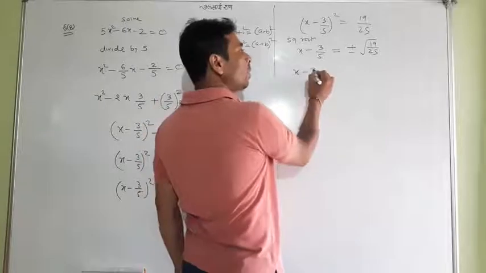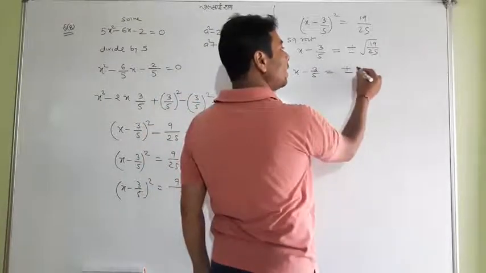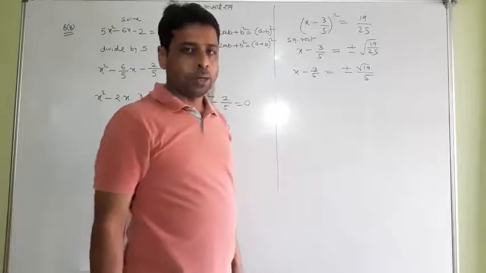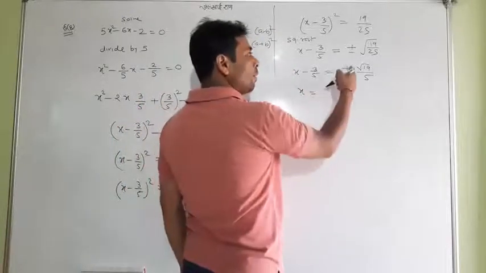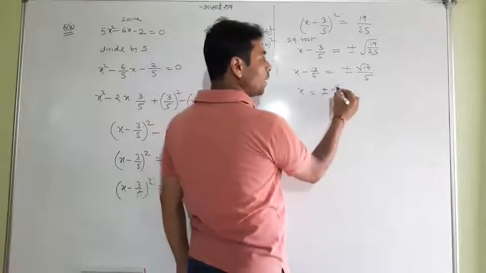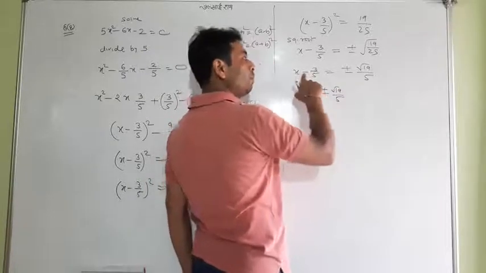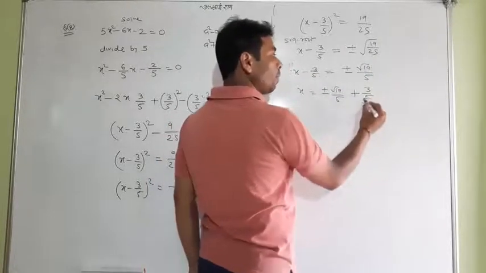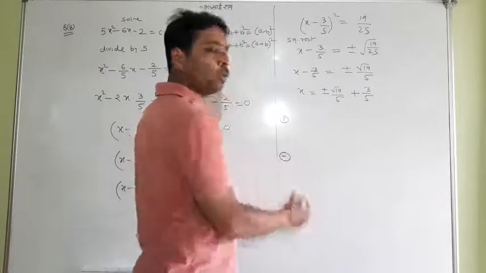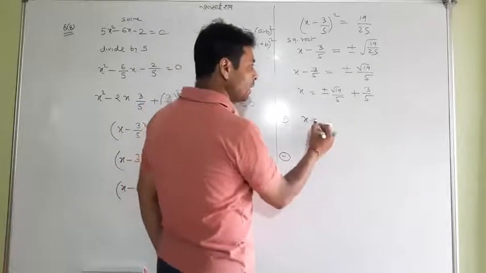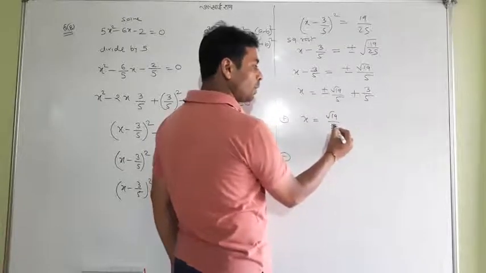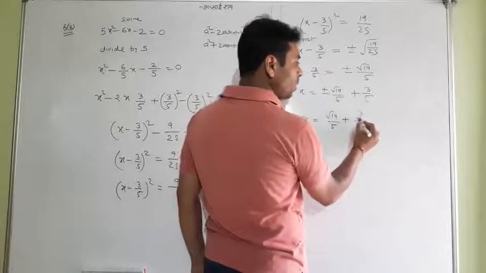The square root of 19 cannot come out, but 25 can be written as 5 only. Now I'll take both signs one by one, plus and minus: root 19 upon 5, and this minus 3 by 5 will transfer to that side as plus 3 by 5. After taking the plus sign and the minus sign, we will have two answers. If I take a plus sign, what will happen? x is equal to root 19 upon 5 plus 3 by 5.